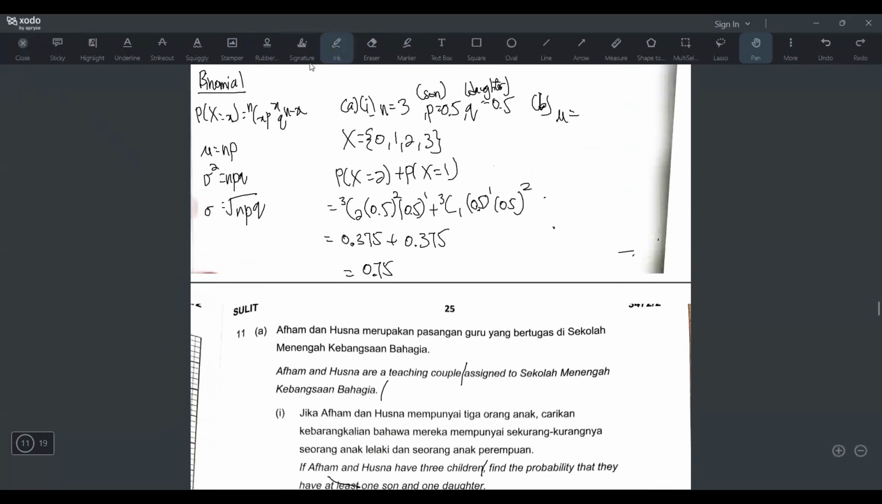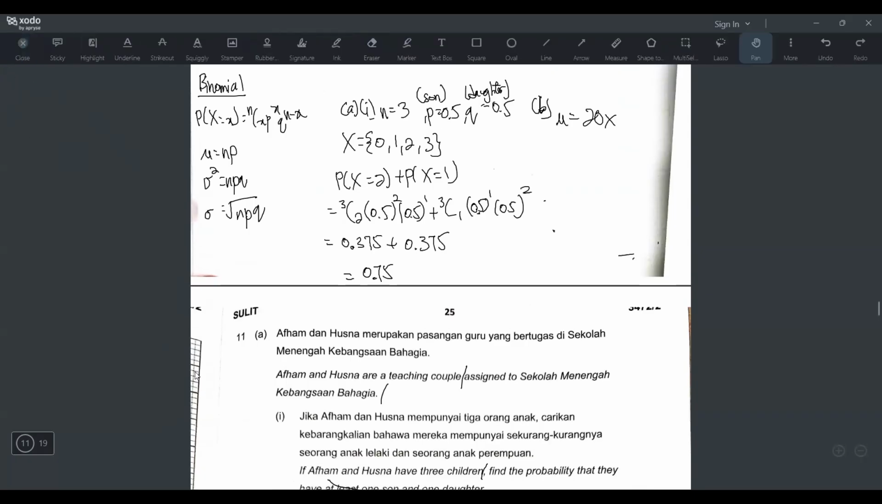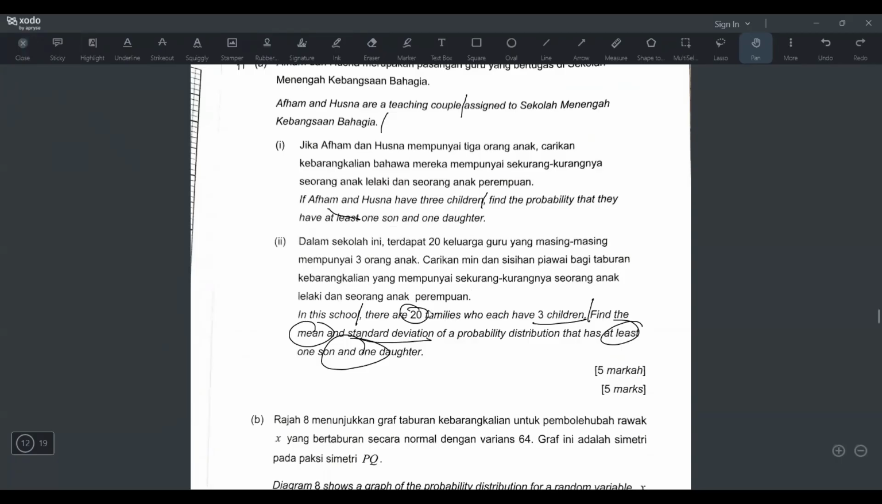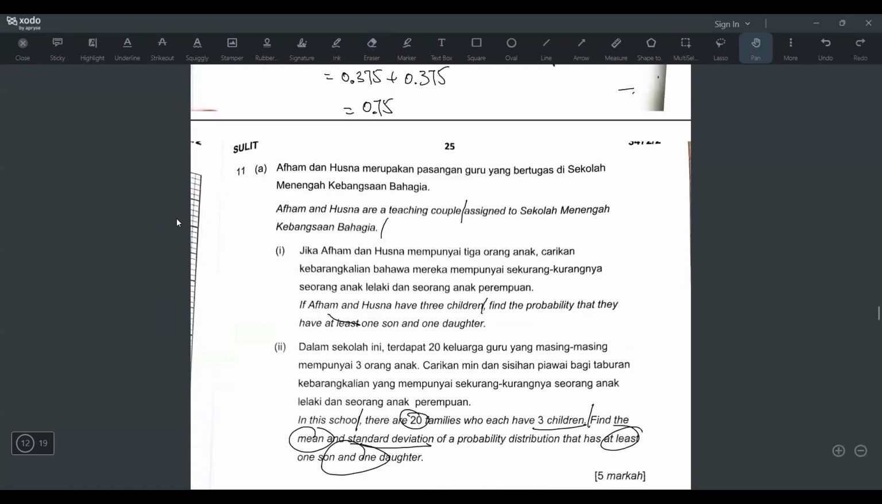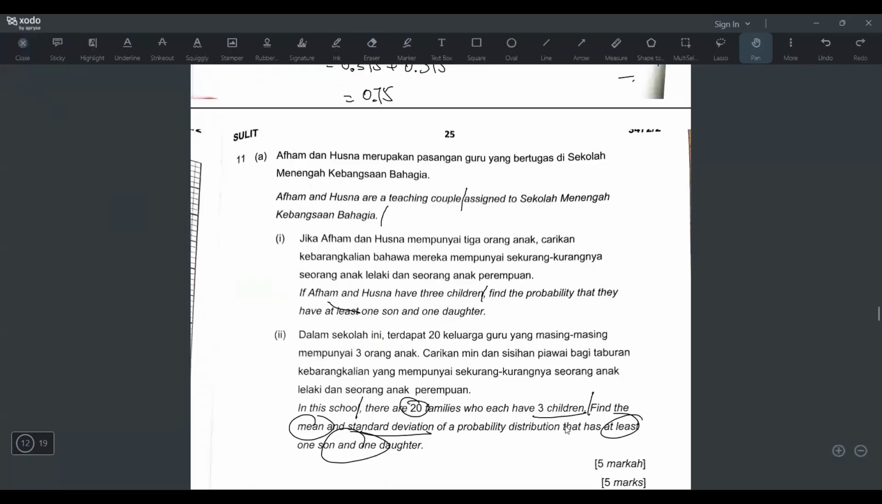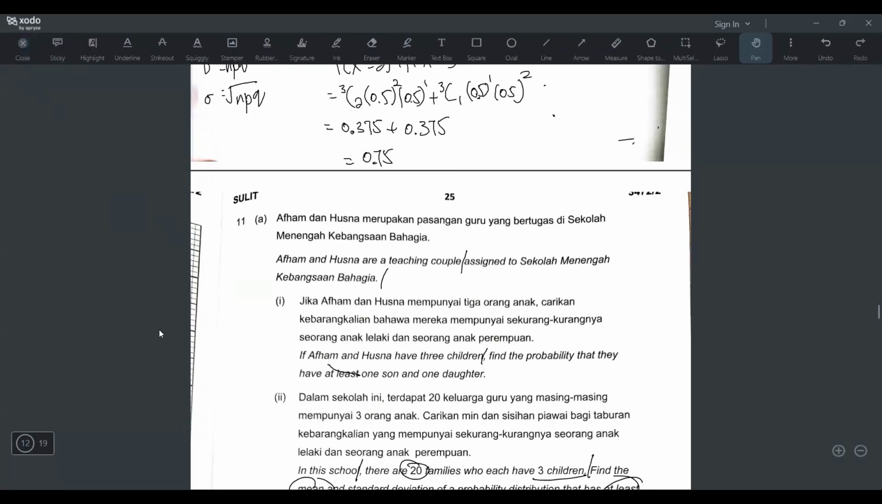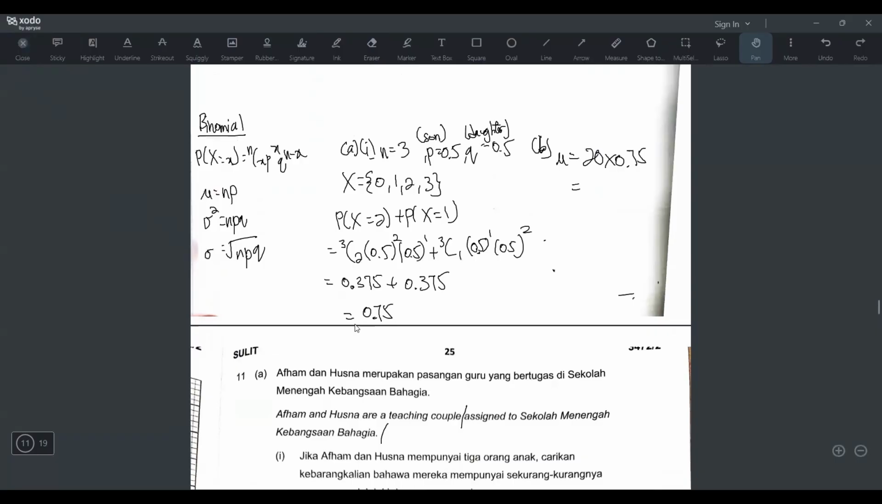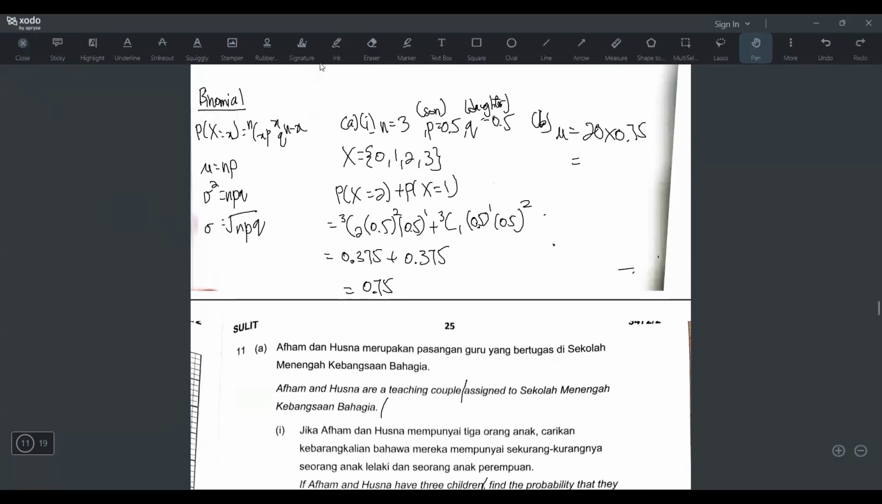Okay, 20. But this time your probability of success P is not 0.5. No, no, no, it's not 0.5. Because I told you already, this time the experiment is like every family has 3 children. And the probability of success will be the probability of having at least one son and one daughter. So the P probability of success will be 0.75. Because this time the experiment is only considered success if they have at least one son and one daughter, right? That means the probability of success will be 0.75, which is the probability of having at least one son, one daughter. That is why it's like this. Okay, if you press, I think you'll get 15. So the mean is 15.